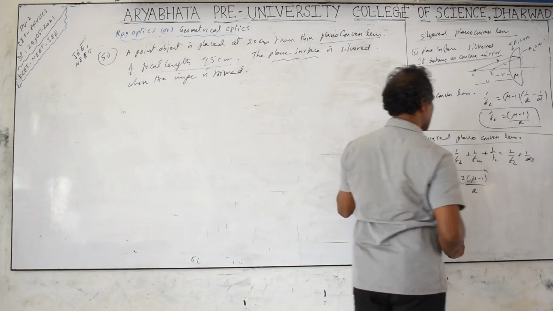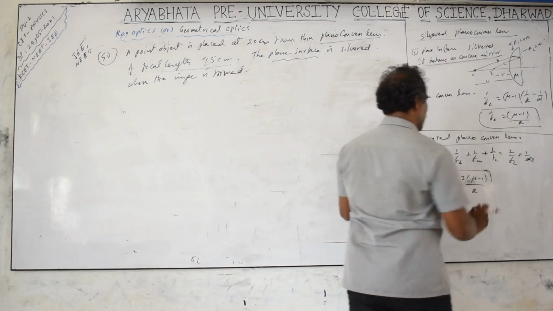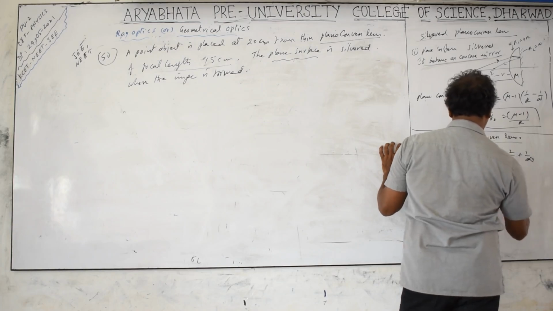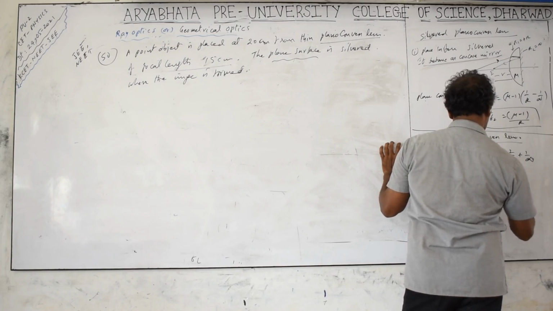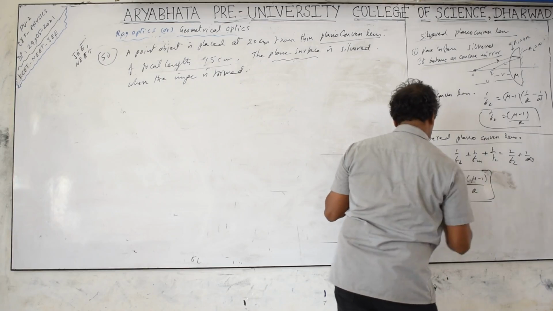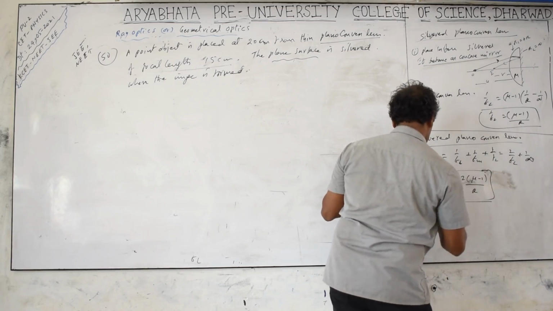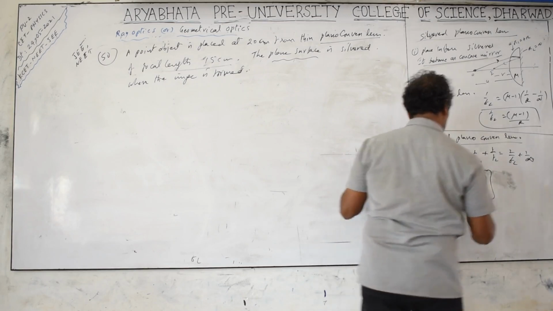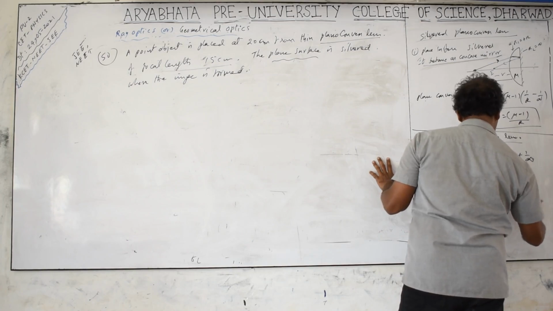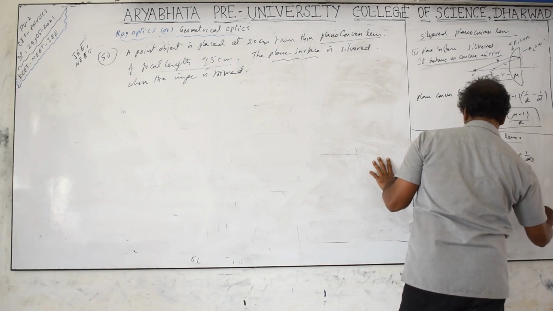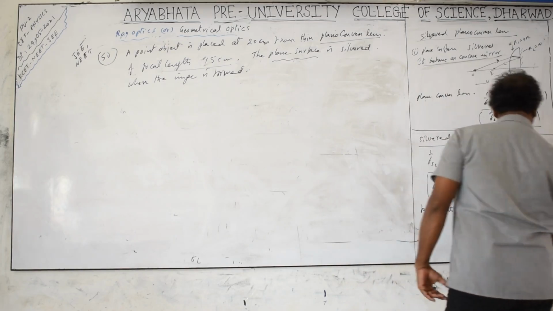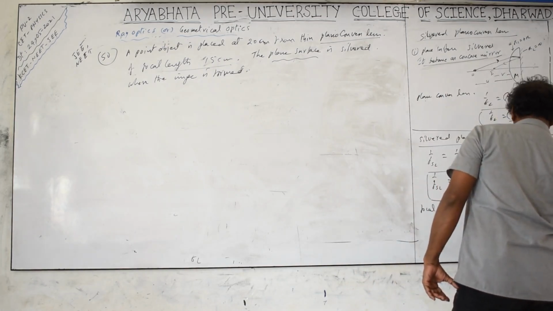This behaves as a concave mirror. Our focal length is the same value: f of the concave mirror is equal to f of the silvered lens. We have taken 1 by f, so taking the reverse of this, the focal length of the concave mirror is equal to f of the silvered lens. This is equal to R by 2 times (mu minus 1).